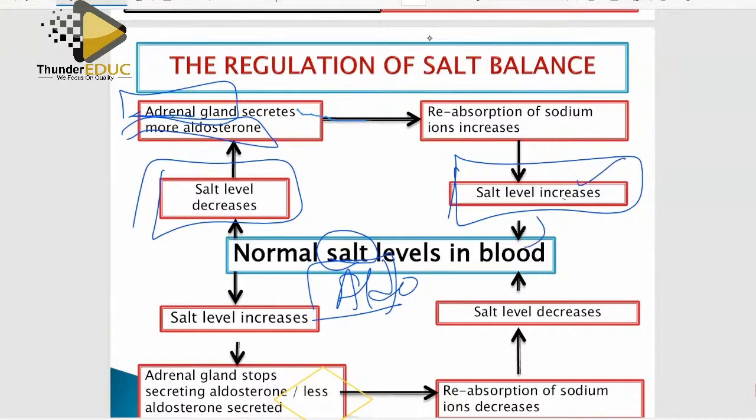Guys, you see that with all these negative feedback mechanisms, as long as you know that diagram, the location of the gland, the function of the gland, the function of the hormone, the moment you know that, the rest are simple. The rest are simple.